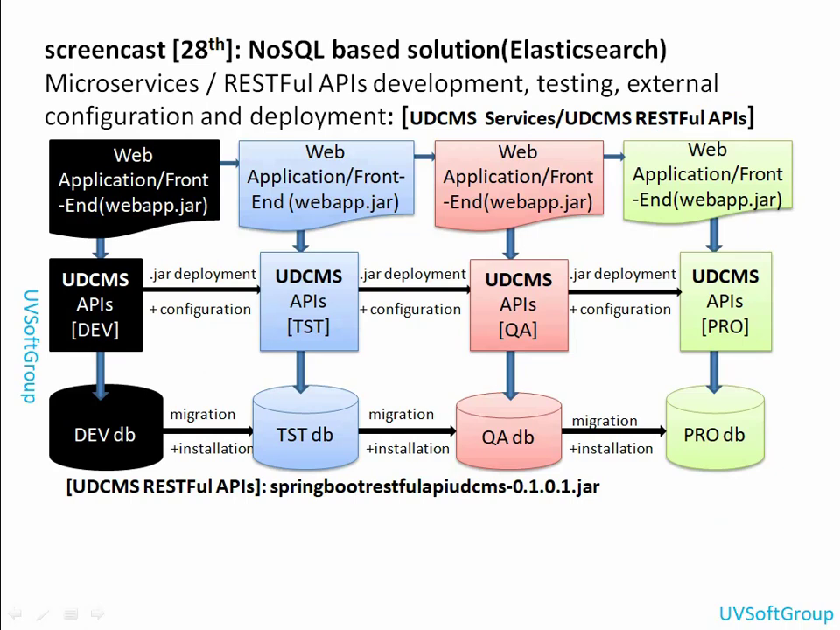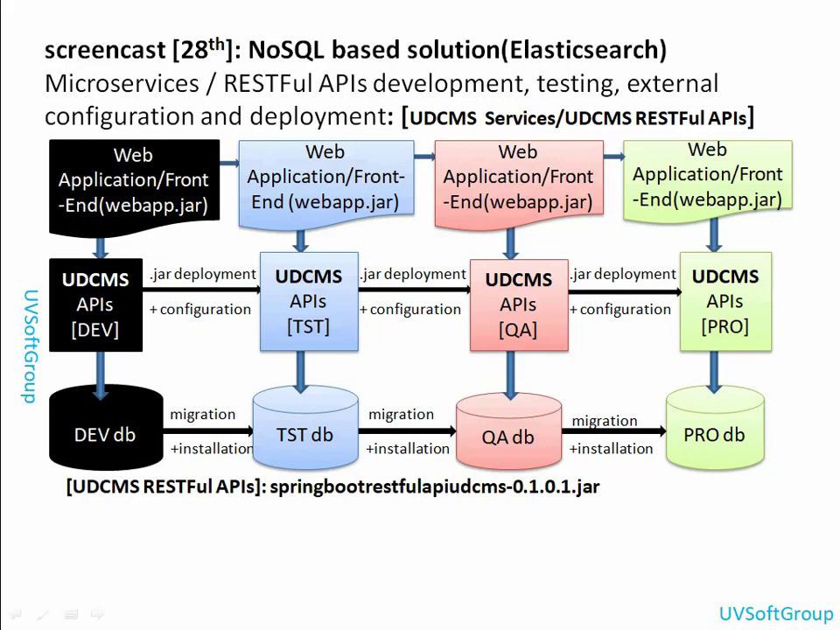So this is our screencast 28, and this will be the solution for NoSQL based systems. I try to illustrate the Elastic based microservice or RESTful API development, testing, external configuration and deployments. External configuration here means we use the Spring Boot profiling concepts.